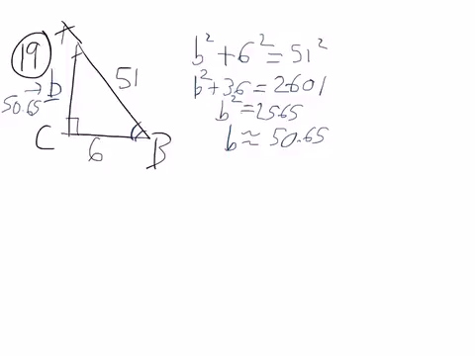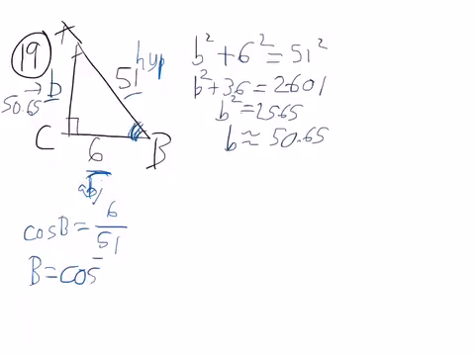Let me think about this angle B right here. So angle B, I'm going to relate it back to what I already know, so how B relates to 6 and 51. I notice I have adjacent. This is adjacent to B, and this is the hypotenuse. So adjacent and hypotenuse would be cosine. So I know that the cosine of B is equal to 6 over 51. So that means to figure out B, I'm going to use inverse cosine. So B would be inverse cosine of 6 over 51.